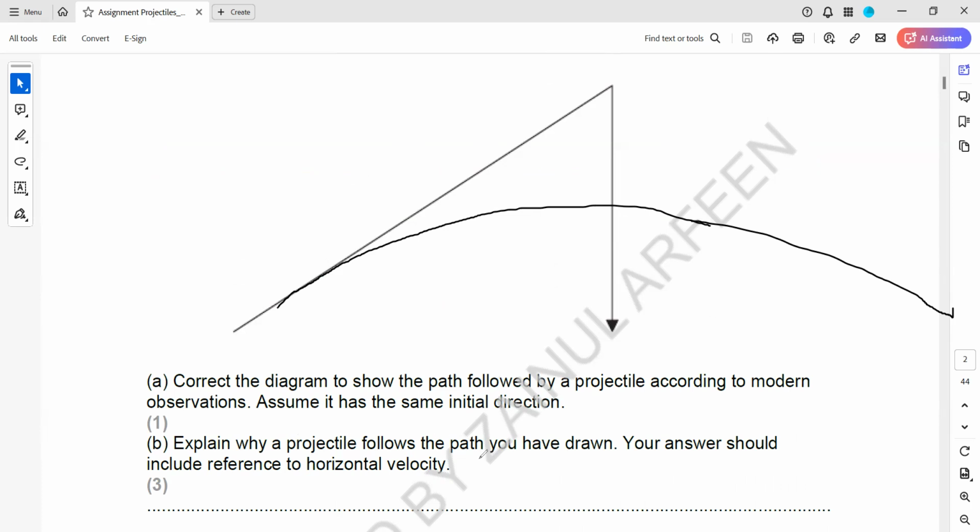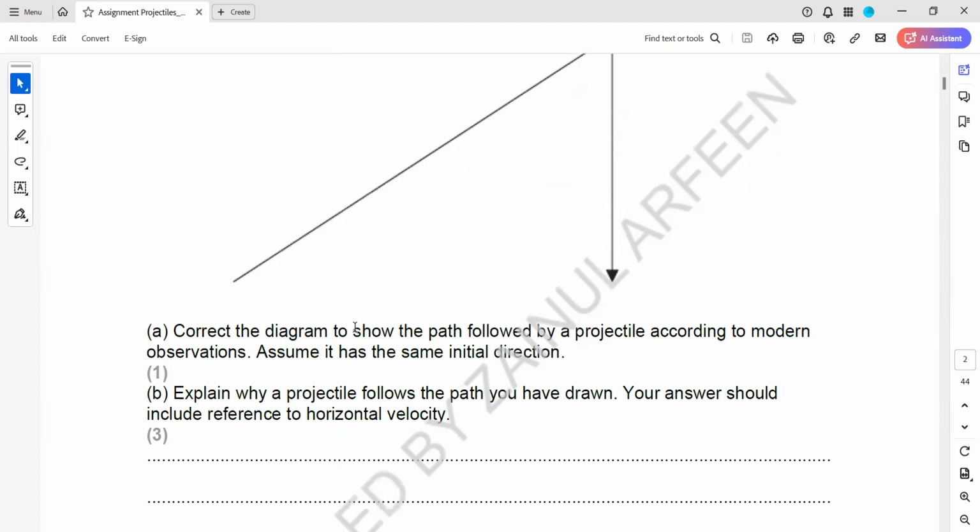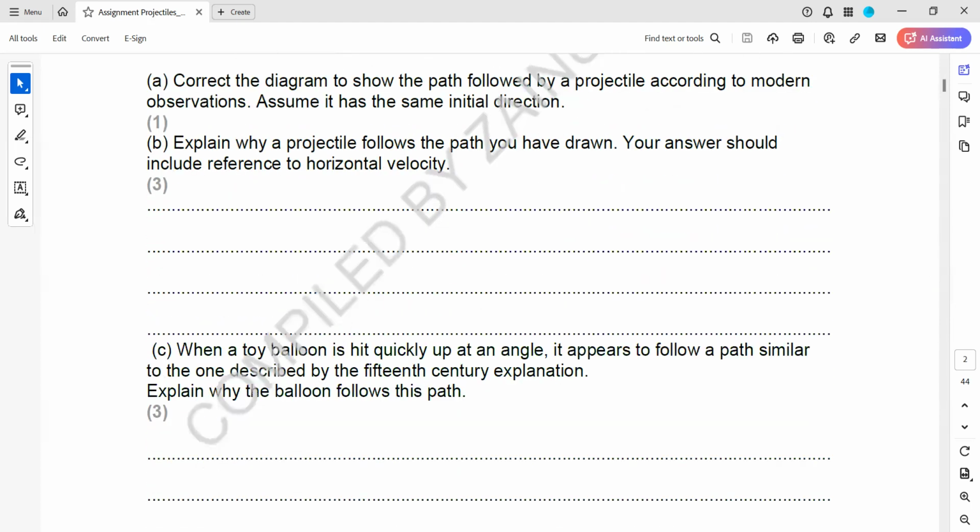Explain why the projectile follows the path you have drawn, and your answer should include a reference to horizontal velocity. Why will the projectile follow this path which we have drawn? So what is the reason for that? The explanation is a structured answer which you have to learn. First thing, when we explain projectile motion, we always refer to these points.